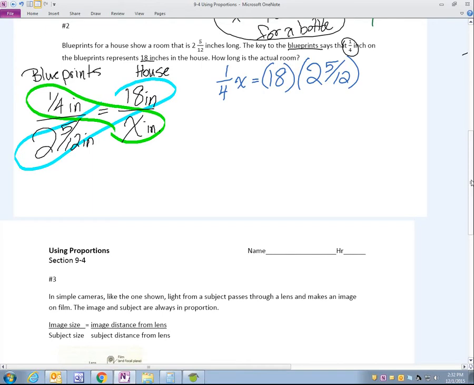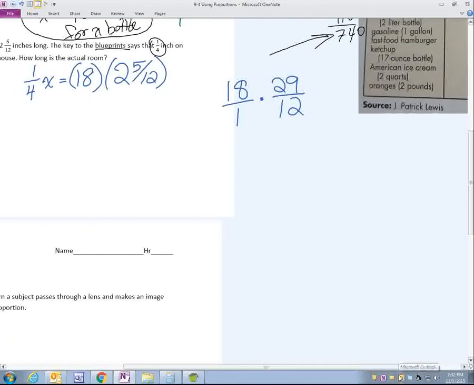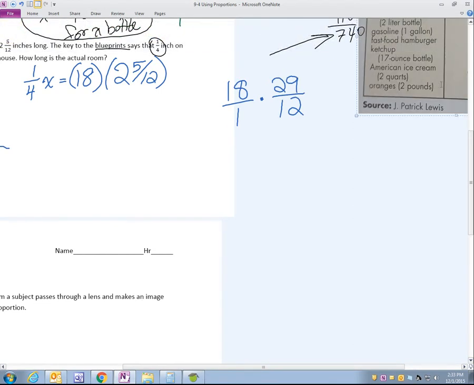So now I'm going to go over here, and I'm going to multiply these guys. I have 18 over 1 multiplied by 12 times 2 is 24, plus 5 is 29 twelfths. This will be the point where a lot of people are going to be like, I need to find the common denominator. No. But you can cross cancel. But I am going to cross cancel.